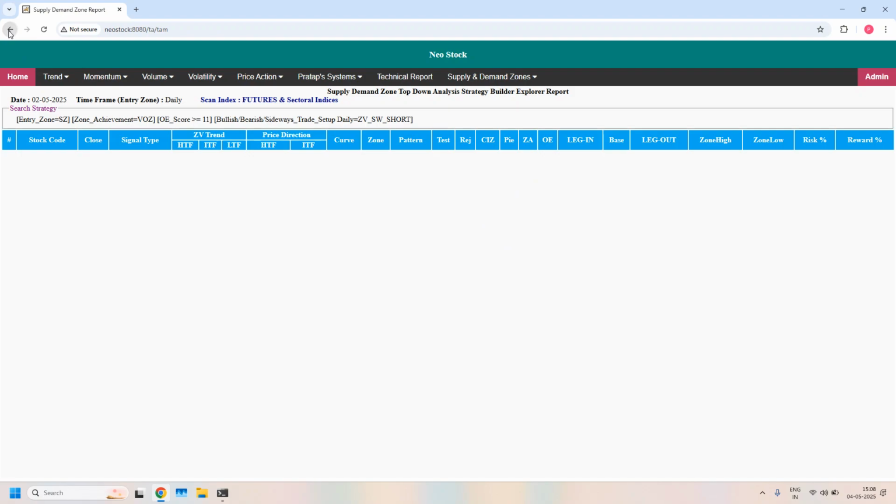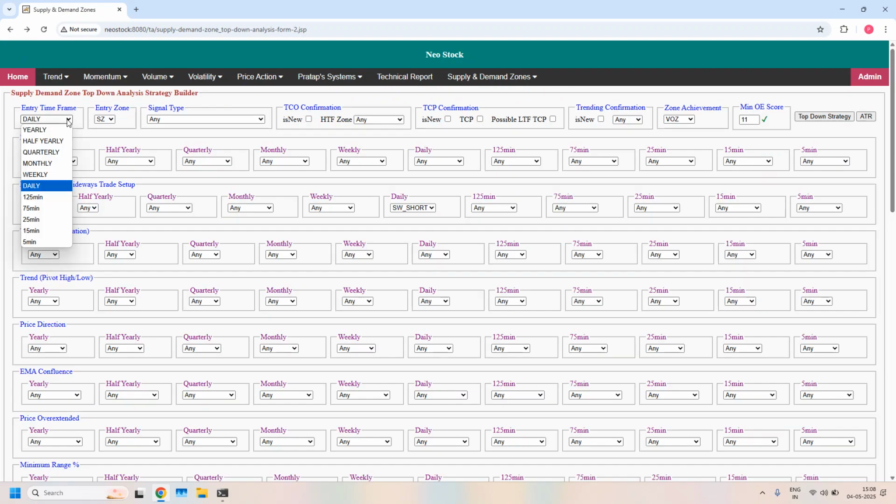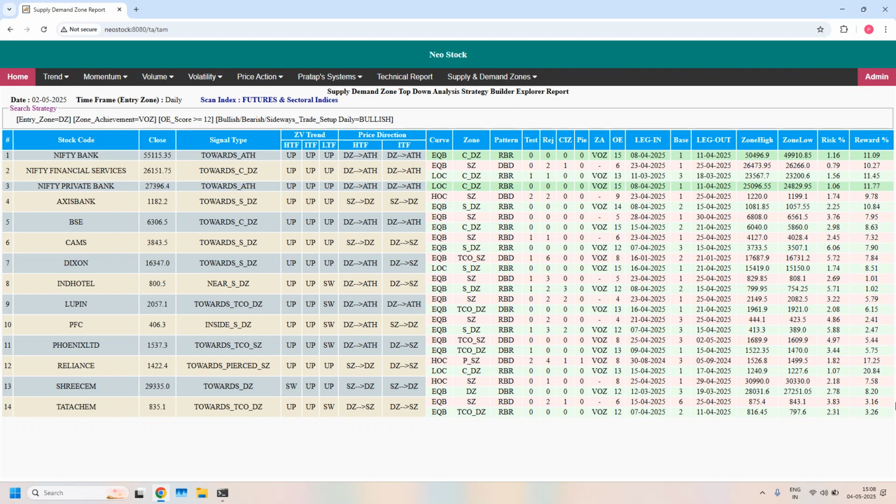Okay, next, monthly income trade, bullish trade setup, entry time frame daily. Entry zone should be demand zone. And also in bullish or bearish trade setup, I am using bullish. And of the remaining 2 filters, the first filter, VWAS at zone achievement, I am reusing. But the minimum odd enhancer score should be 12. For sideways it is 11, but for bullish or bearish trade setup we have to use the value 12. And let me filter the stocks. We got 14 stocks.